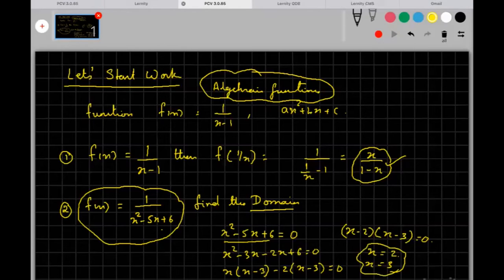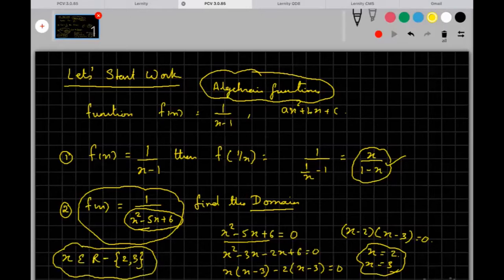So at x is equal to 2 and 3, this x square minus 5x plus 6 becomes 0. So if f of x is equal to this much, then the domain of x belongs to R, all real numbers minus these two numbers, 2, 3. Okay, so this is how I can write this. Yeah, so this is how you find out the domain.